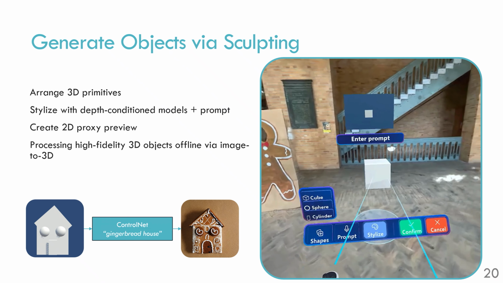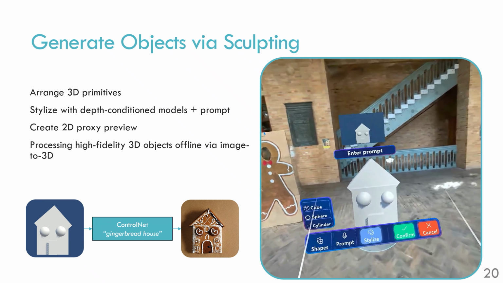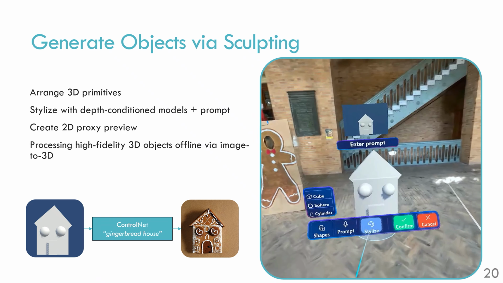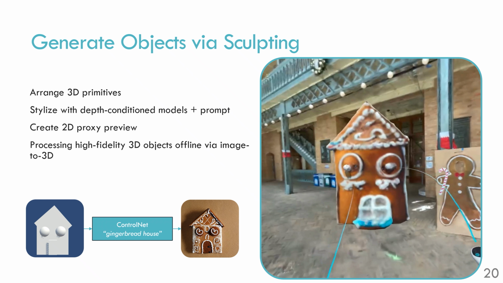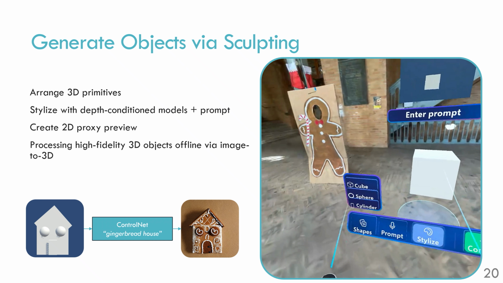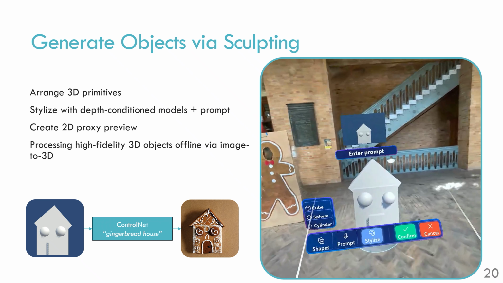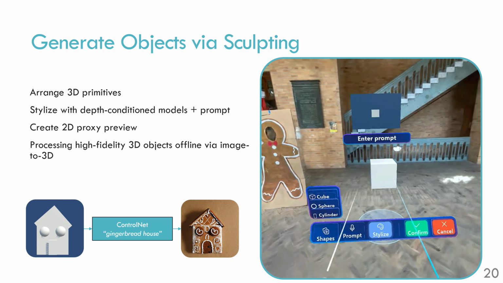Alternatively, for more controllability in generation, users can generate objects by sculpting with basic 3D primitives to create a coarse, low-fidelity 3D form and then provide a spoken prompt. The system stylizes it using a depth-conditioned image model with the user's spoken prompt. The full high-fidelity 3D object is then generated offline based on the stylized image using image-to-3D modules.